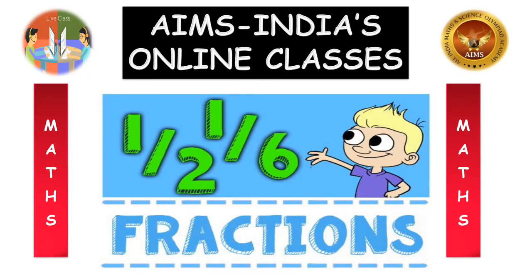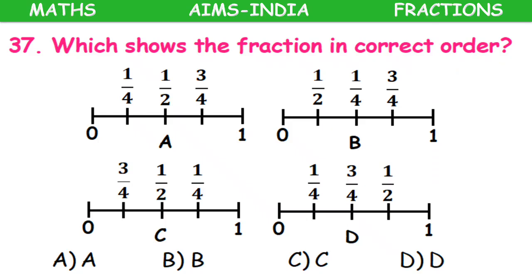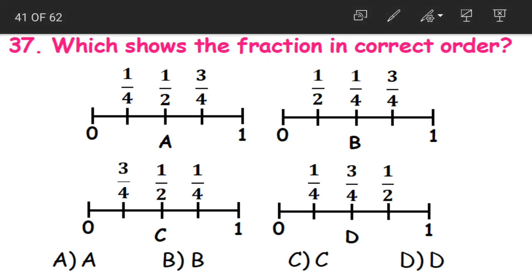So in the previous class we have discussed previous year questions from 21 to 40. Yes, from that I felt that I did not explain question number 37 in an easy way, children. Okay, now what is this? We have three fractions here, 1 by 4, 1 by 2 and 3 by 4.